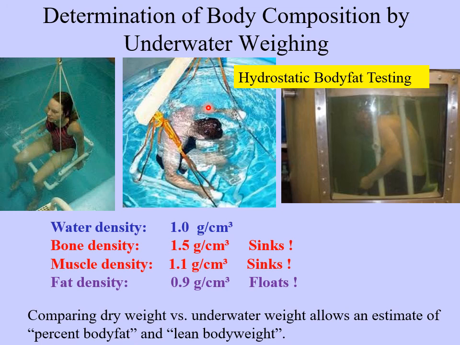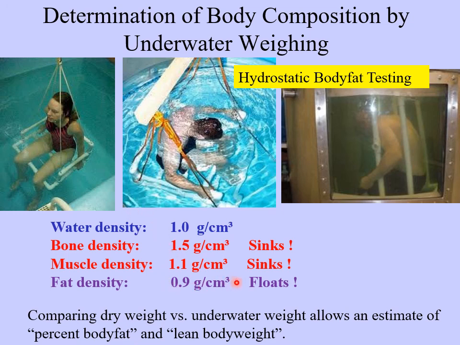The reason this works is because of the different densities of the different types of materials that we're made out of. For example, water has a density of 1 gram per cubic centimeter. Now bone is more dense than water. It's 1.5 grams per cubic centimeter. So bone sinks. Muscle also has a slightly higher density than water. It's 1.1 grams per cubic centimeter. So muscle also sinks. Fat, however, has a lighter density than water. It's 0.9 grams per cubic centimeter versus water being 1.0.